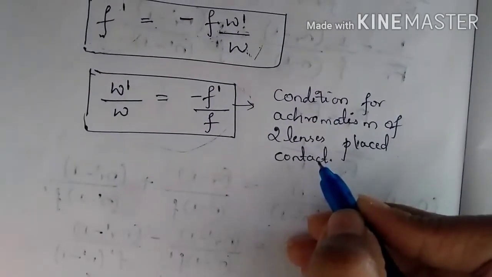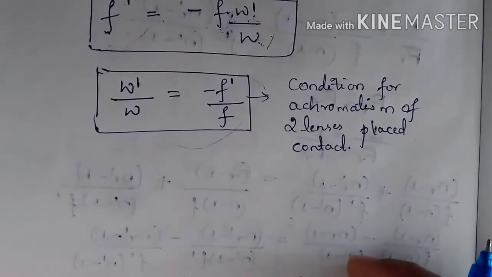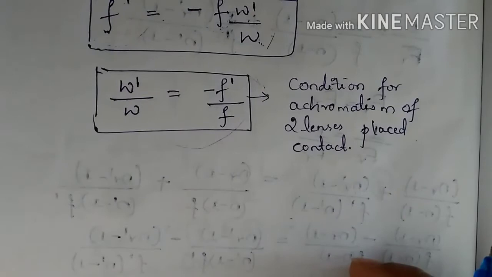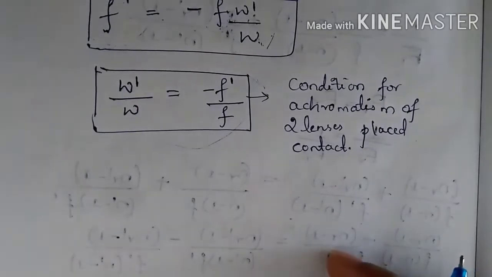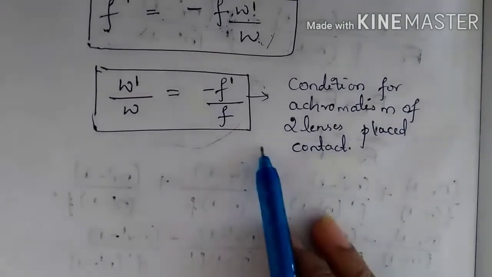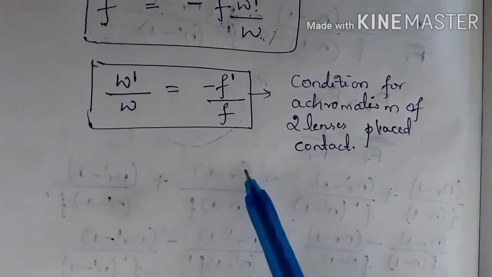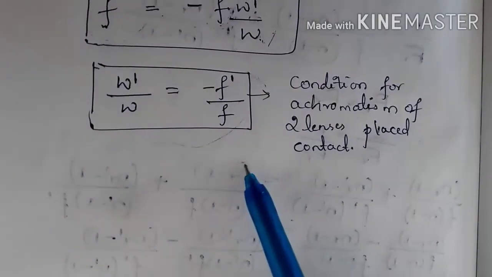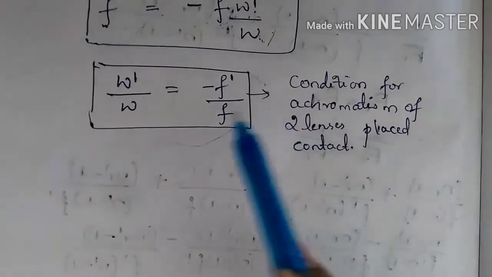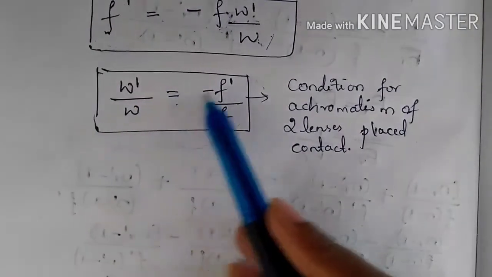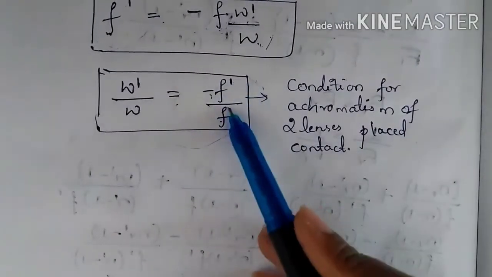So which were the two lenses that we took? One was the convex lens and another was the concave lens. The convex lens was made up of the material crown glass and the concave lens was made up of the material flint glass. So these two lenses had different materials, and these two lenses were kept in contact. So when the lenses are kept in contact, the condition for achromatism is omega prime divided by omega is equal to minus f prime by f.